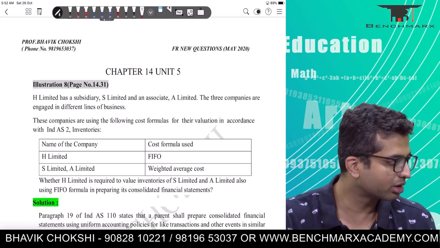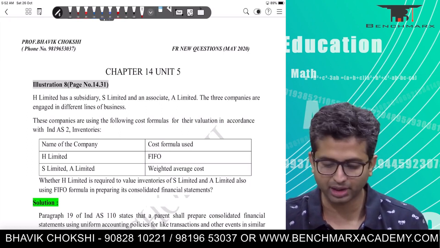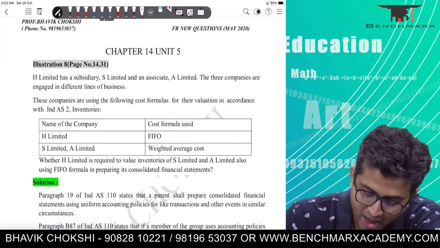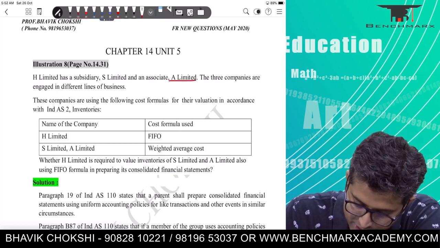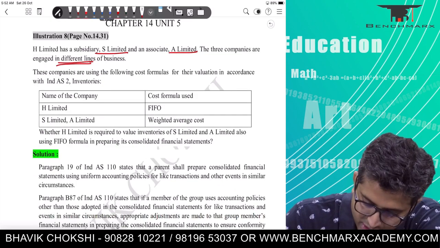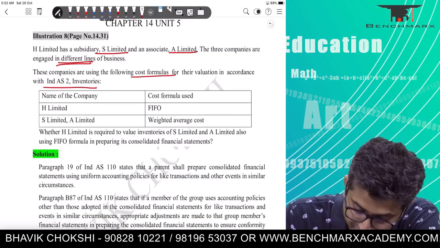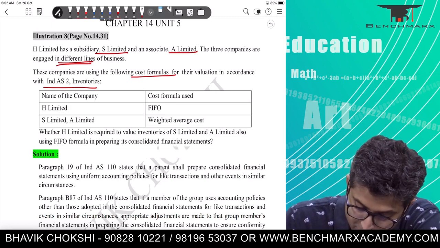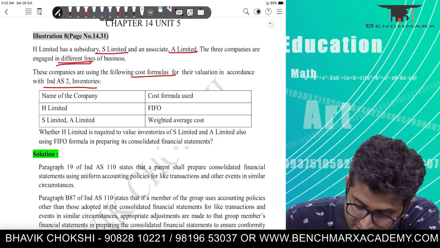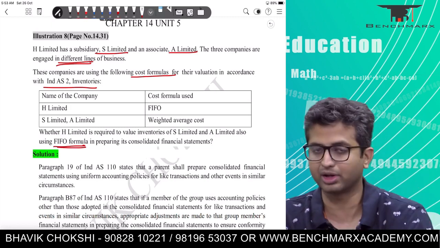So what we have discussed over here applies to the parent-subsidiary cases, and it also applies to the associate cases as well. Now H has a subsidiary S, and S has an associate A. The three companies are in different lines of businesses. These companies are using the following cost formulas for their valuation of inventory. Parent has FIFO, and the subsidiary and associate have weighted average. Whether H is required to value inventories of S and A using the FIFO formula in preparing consolidated financial statements?